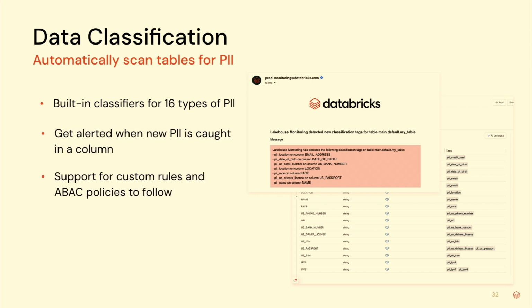And where we're taking this is we're going to integrate with ABAC policies, so attribute-based access control, so that we can support policies on top of these tags and say, hey, mask anything tagged as email, or restrict credit card to only the financial group can see this. And this is currently in private preview.